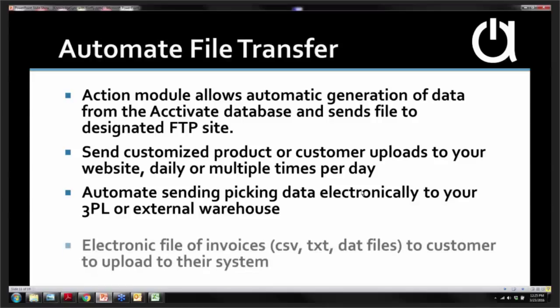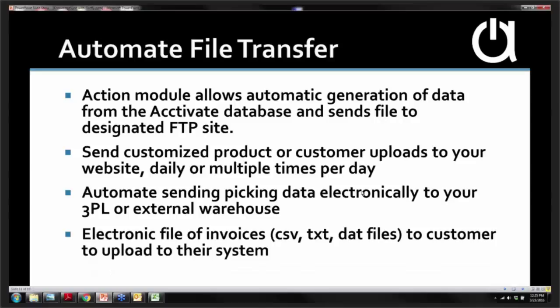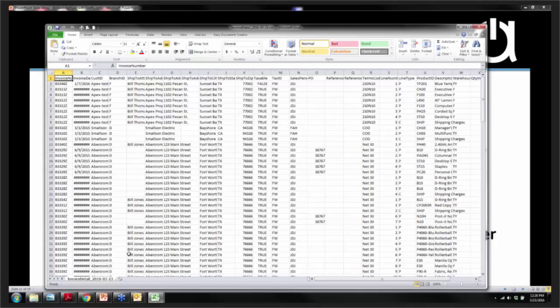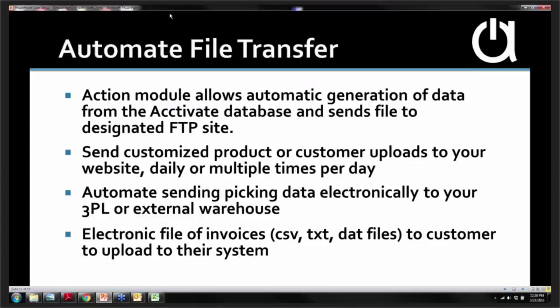Electronic file of invoices, so CSV text files to the customer to upload to their system. I have an example of what it looks like. It's kind of boring, but here's a CSV of invoices that went out that day. So if we're doing high volume with one particular customer, we could send them a list of all of the invoices automatically without having somebody run and export and email this report, and then their system will pick that up.